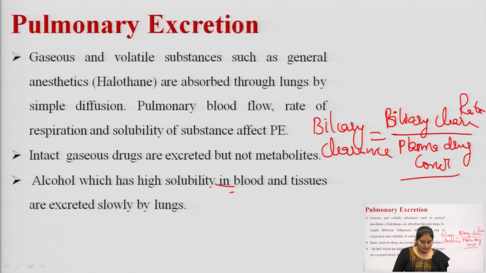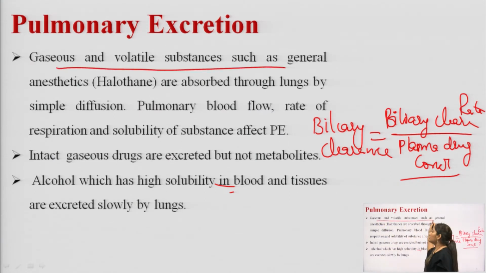Okay. So, the next type of non-renal route of excretion is the pulmonary excretion, and as the name indicates, pulmonary excretion means the drug is getting excreted out with the help of the lungs. Okay. So, gaseous and volatile substances, for example, the general anesthetic halothane, can be absorbed through the lungs by simple diffusion. The pulmonary blood flow, the rate of respiration and the solubility of the substances are some factors that can affect the pulmonary excretion.